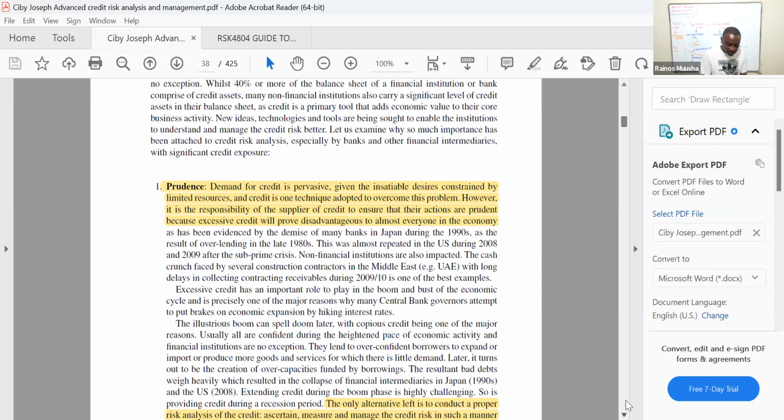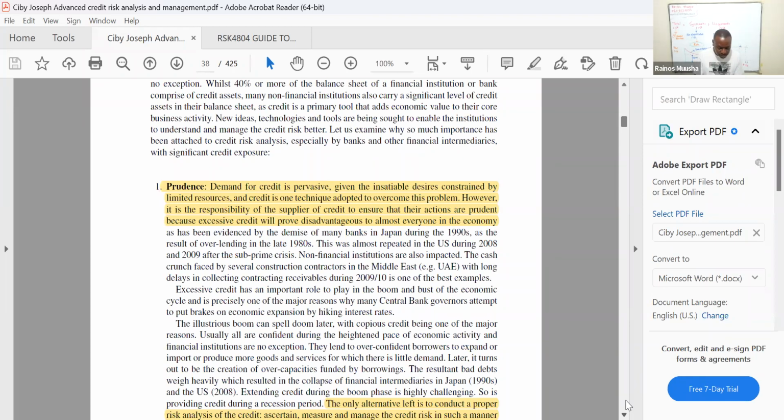However, it is the responsibility of the supplier of credit to ensure that their actions are prudent, because excessive credit will prove disadvantageous to almost everyone in the economy. The excessive availability of credit basically means that people are just going to be borrowing money and not using that money efficiently, like borrowing money to buy things that are not going to create economic value. So there is going to be less efficient use of the funds available, and lower performance of the economy as a whole.